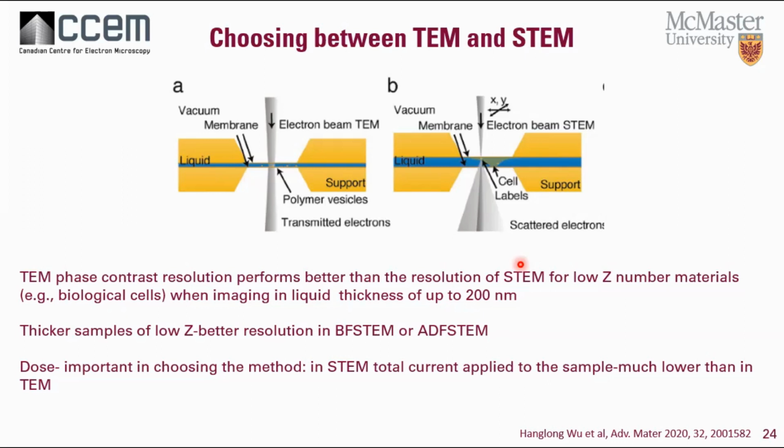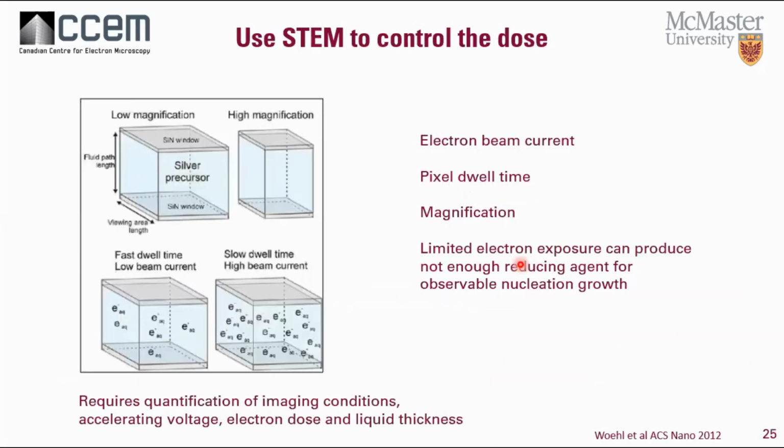Dose is also important when choosing the mode. In STEM, the total current applied to the sample is actually lower than in a TEM. So if you decide to use the STEM mode in your experiment, there are a few important parameters that need to be taken into consideration, like the electron beam current, magnification, and pixel dwell time. The magnification is defined by the area the STEM beam is scanned over. So lower magnification corresponds to large scan areas, while high magnification has smaller scan areas.